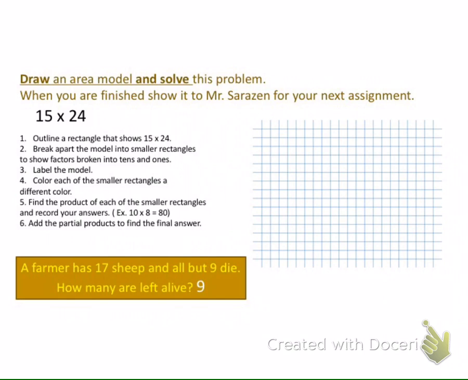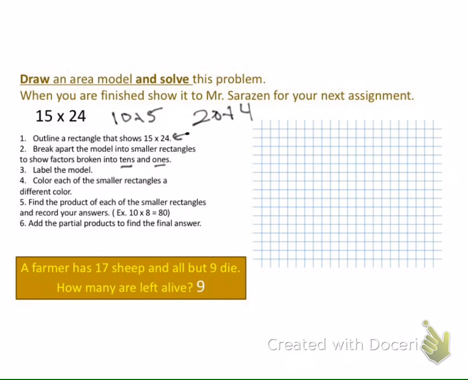Okay, here's your assignment to work all by yourself. It says draw an area model and solve this problem. You want to do 15 times 24. The steps are here for you, and I hope you can read them because I have a feeling they're going to be small. Outline the rectangle that shows 15 times 24. Break the model into rectangles to show factors broken into tens and ones. We just did this. 10 plus 5 would be one of them. And 20 plus 4 would be the other one.